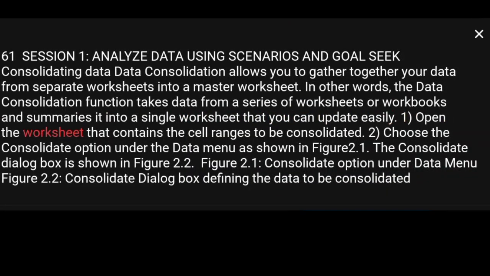1. Open the worksheet that contains the cell ranges to be consolidated. 2. Choose the Consolidate option under the Data menu as shown in Figure 2.1. The Consolidate dialog box is shown in Figure 2.2. Figure 2.1. Consolidate option under Data menu. Figure 2.2. Consolidate dialog box defining the data to be consolidated.